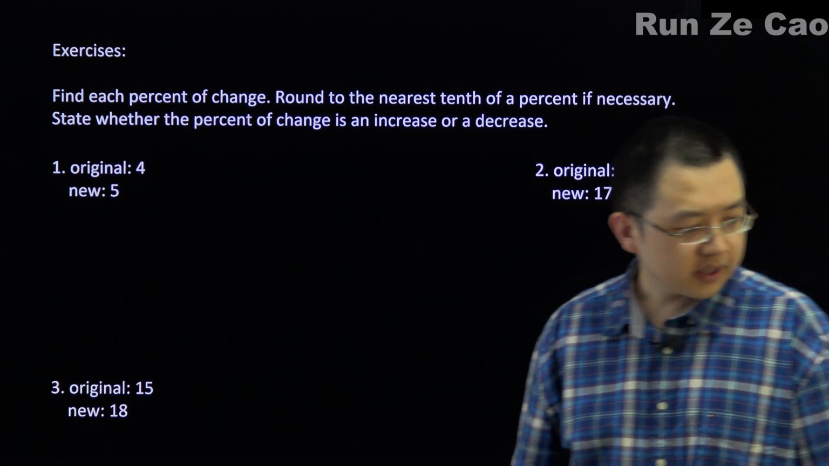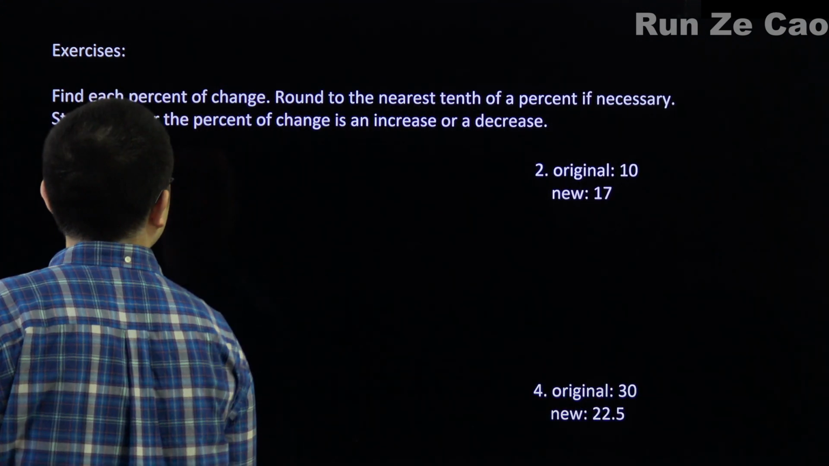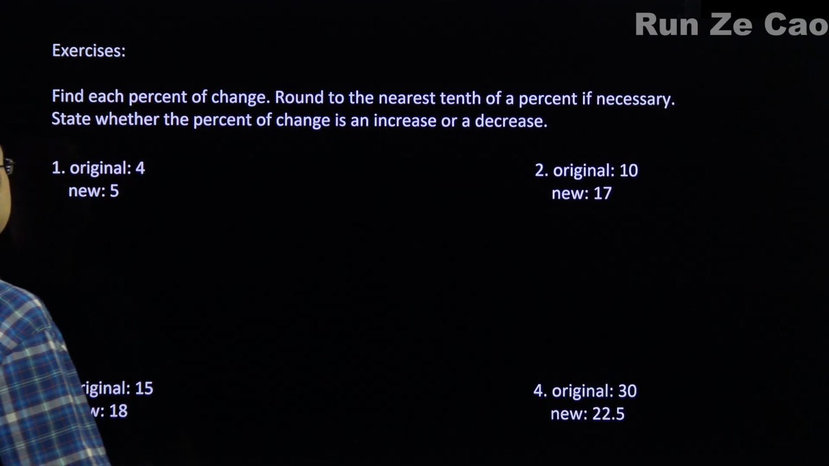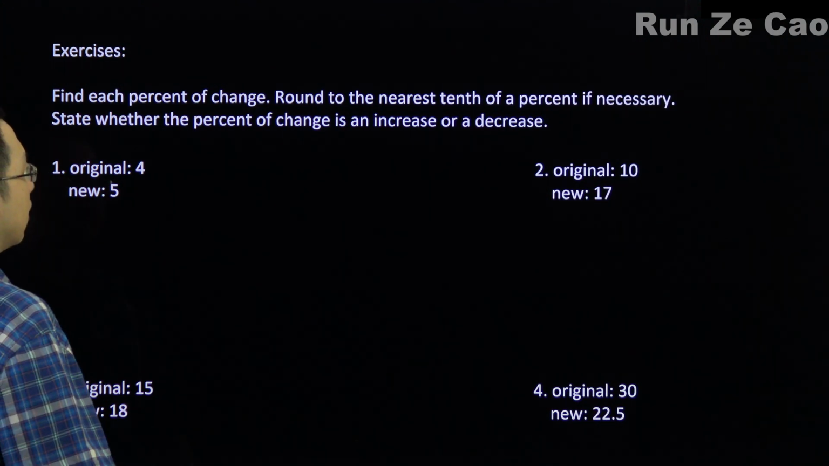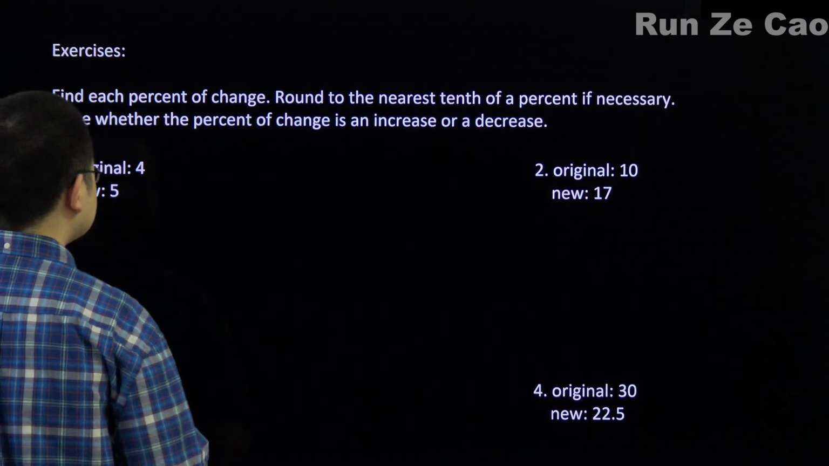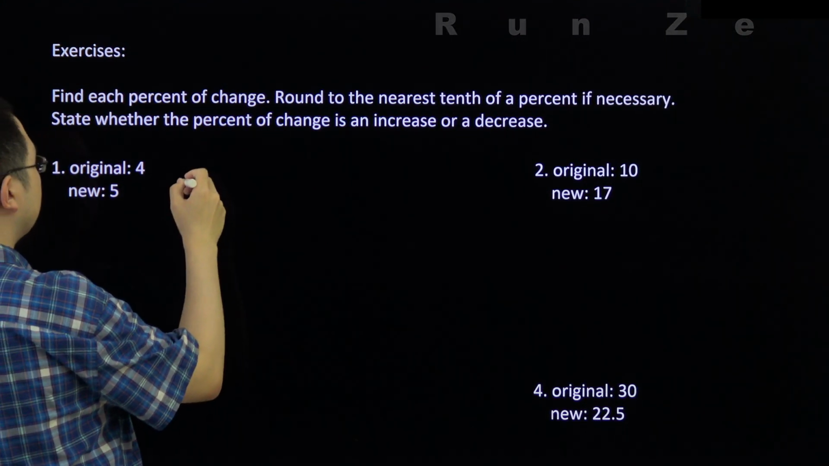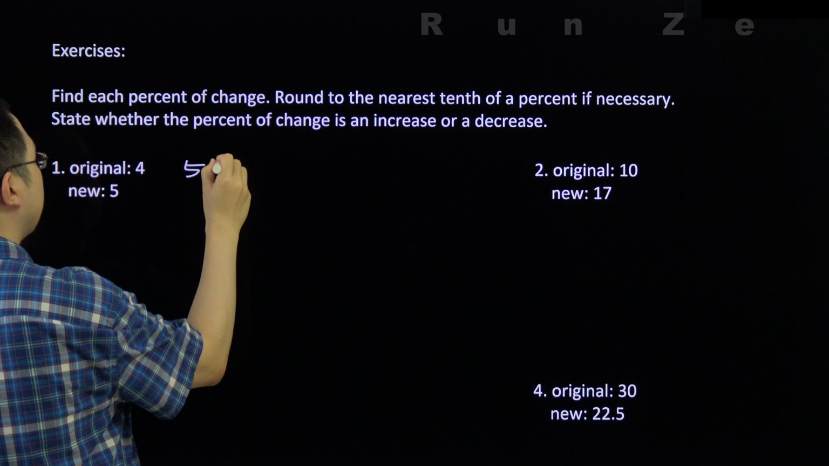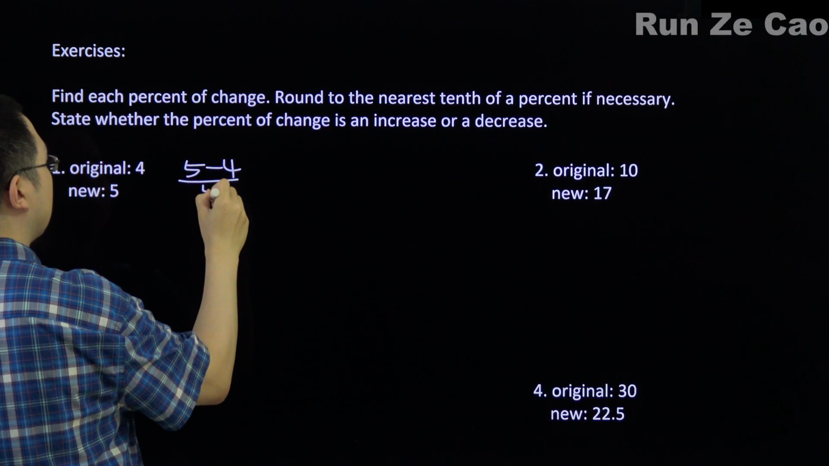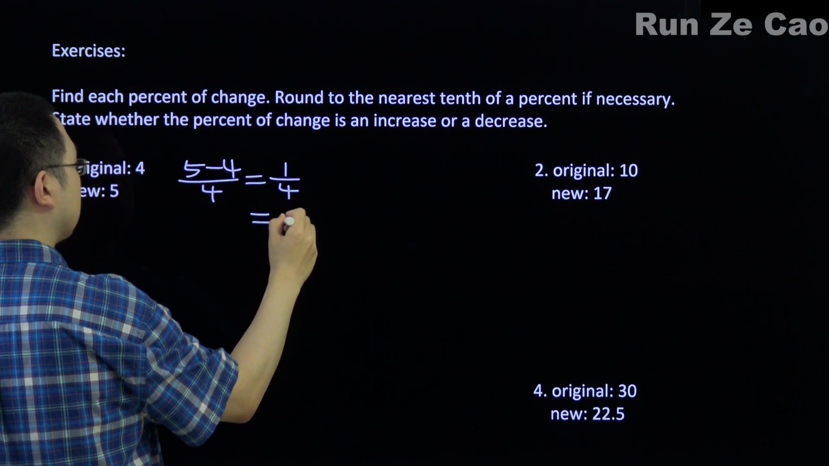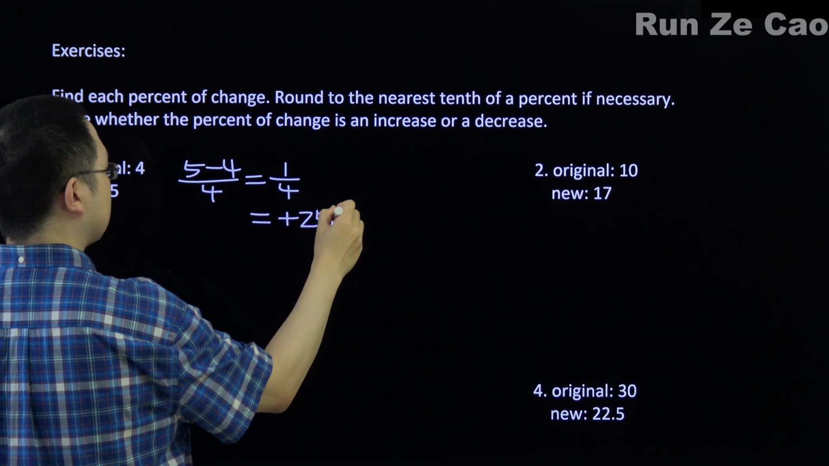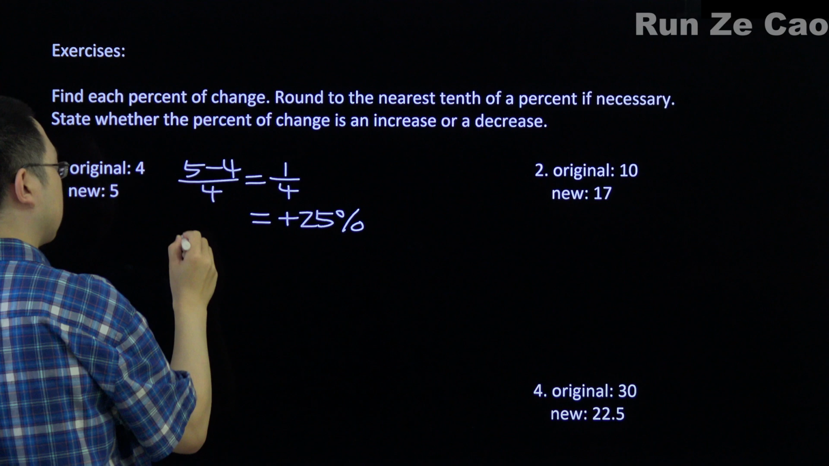Exercises. Find each percent of change. Round to the nearest tenth of a percent if necessary. State whether the percent of change is an increase or a decrease. So, new minus old over old. That means 5 minus 4 over 4 is equal to 1 over 4. So it equals positive 25%. Yeah, it's an increase.